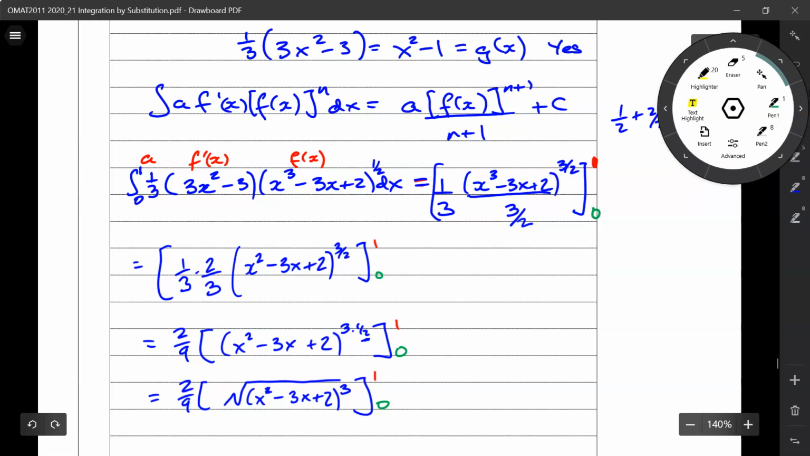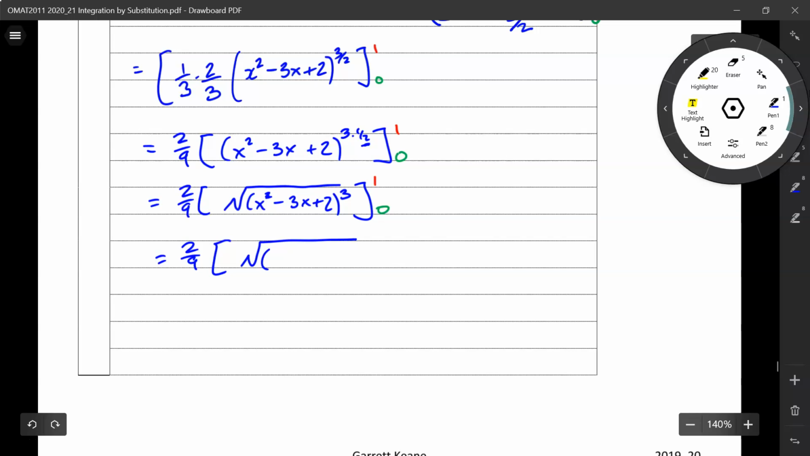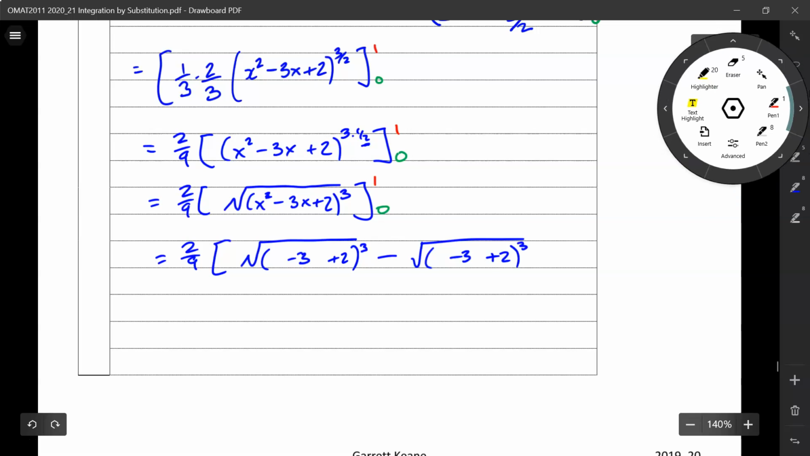So now eventually I'm in a position where I'm going to plug those values in. So it's giving me 2/9 times the square root of, so I'll just put the constants in, minus the square root of... So you see I'm just putting the constants in first. That's cubed, that's cubed. So if I put the upper limit in, it's 1 cubed minus 3 times 1 plus 2. And if I put the lower limit in, it's 0 cubed minus 3 times 0 plus 2, cubed.